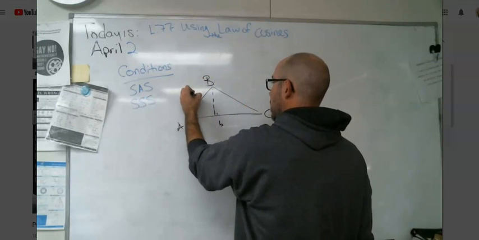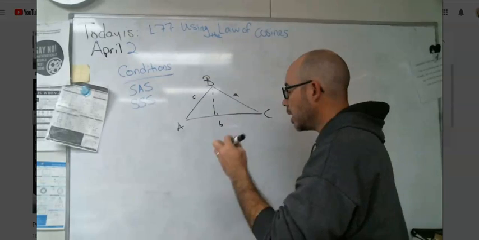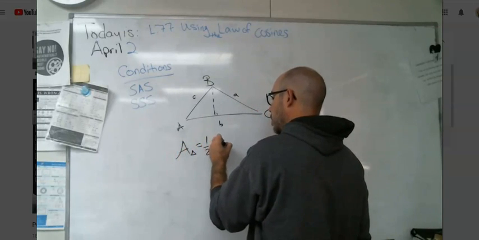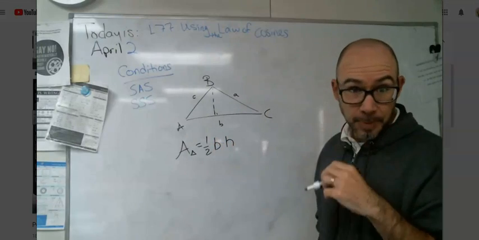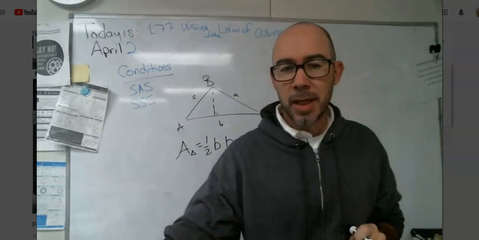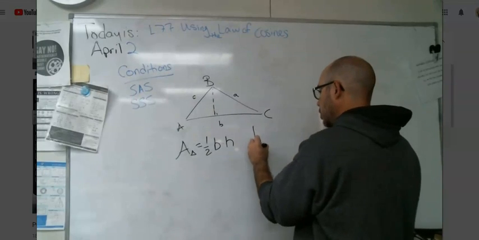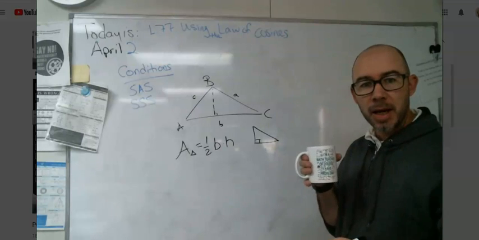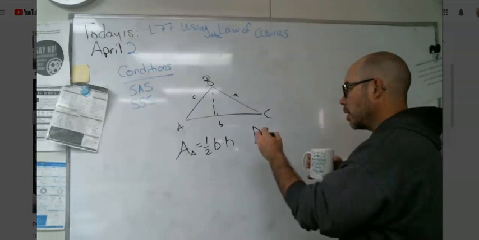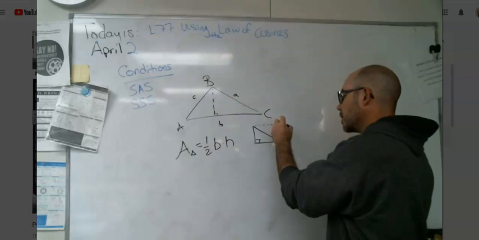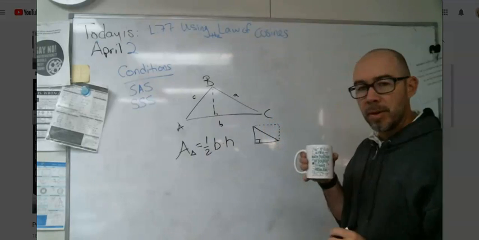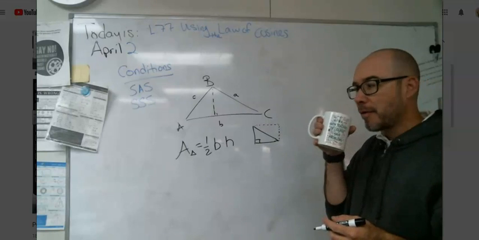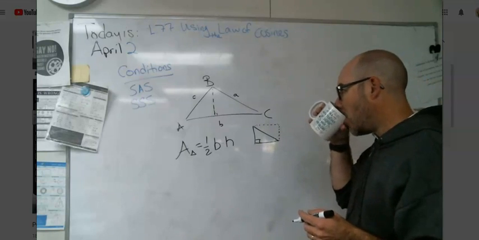Let's see, this is side B, that's side C, that's side A. We know that the area of a triangle is 1/2 base times height. And that's really nice if we get a triangle like this, right? Because the base and the height are 2 of the sides, and we take half of that. We take half of that because if we just said base times height, we would have a parallelogram, and that'd be pretty easy. But we only have half of a parallelogram when we have a triangle.